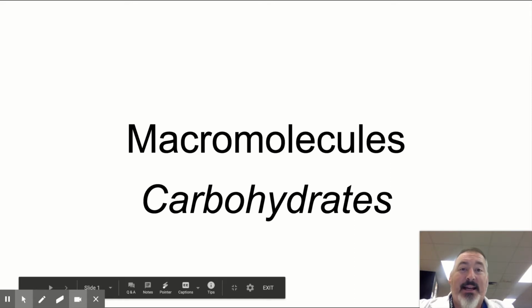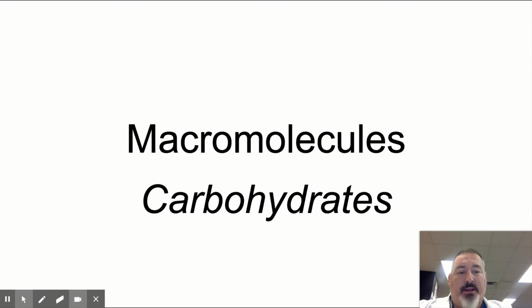Welcome back to science. Today we're going to be talking about macromolecules, specifically carbohydrates. There are four types of macromolecules. Those four macromolecules are the carbohydrates, lipids, proteins, and nucleic acids. These four molecules are large, hence the name macromolecules. Macro means big, micro means small. So these are macromolecules, these are large molecules.